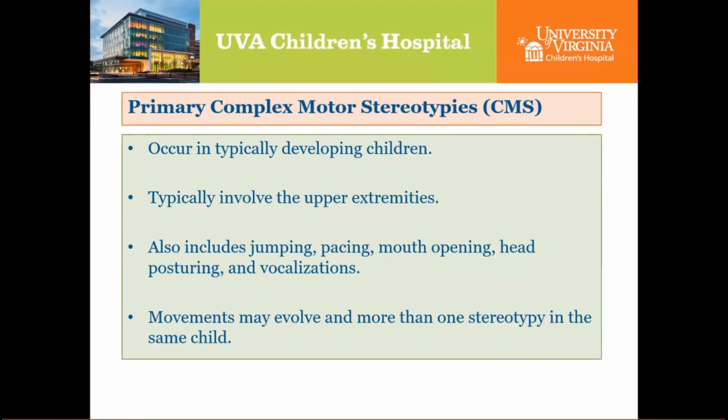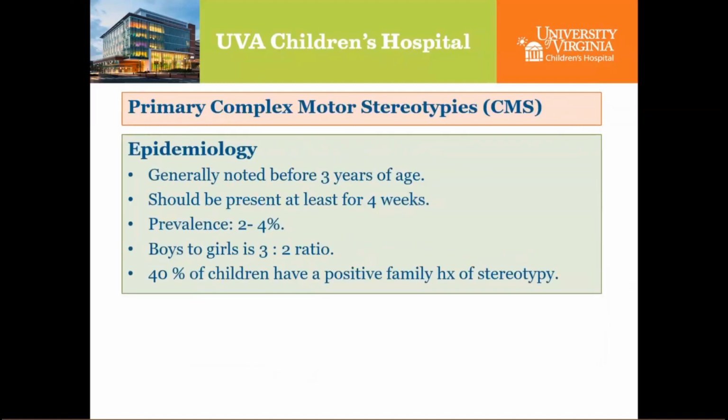They are generally noted before the age of 3 years, and that helps us differentiate them from other movements that tend to have later occurrence, such as tic disorders. They should be present for at least 4 weeks when you're making the diagnosis, because this is considered a chronic condition. They're more prevalent in boys compared to girls, with a ratio of 3 to 2. And up to 40% of children would have a positive family history of stereotypy.